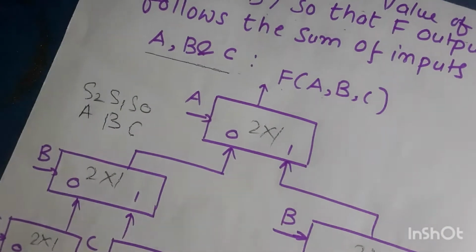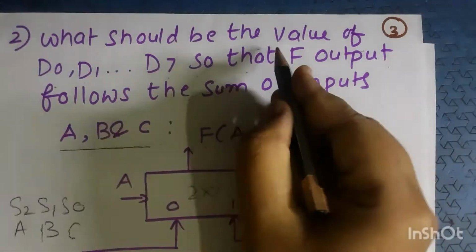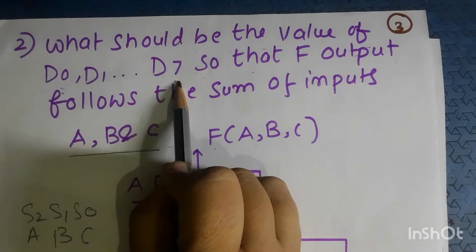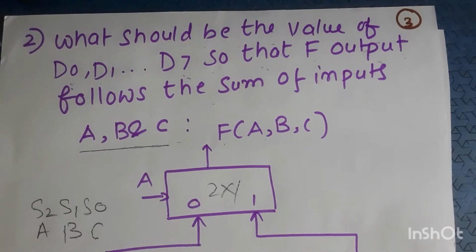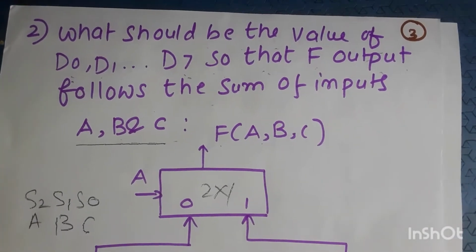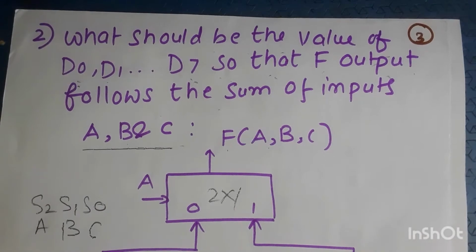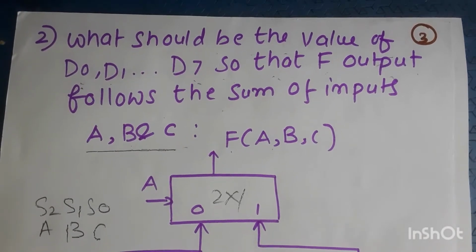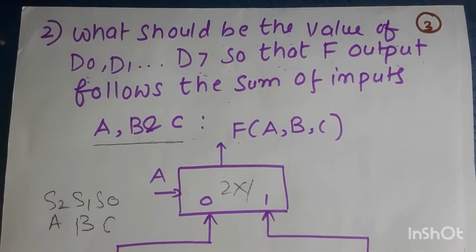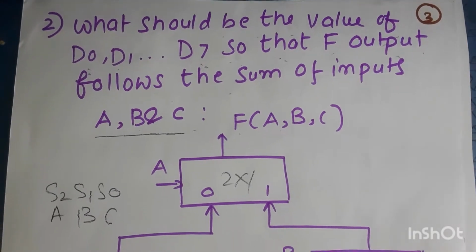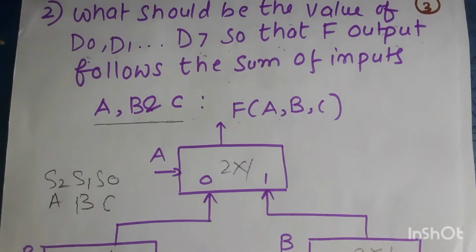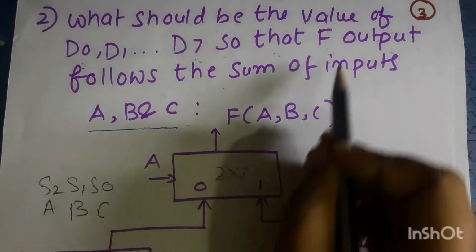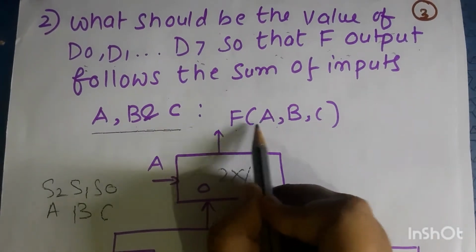I repeat the question again so that it is well understood. What should be the value of D0 to D7 so that F output follows the sum of the inputs? So ABC are the inputs, and D0 to D7, the input values we have to find, and F is a function of the inputs A, B, C.